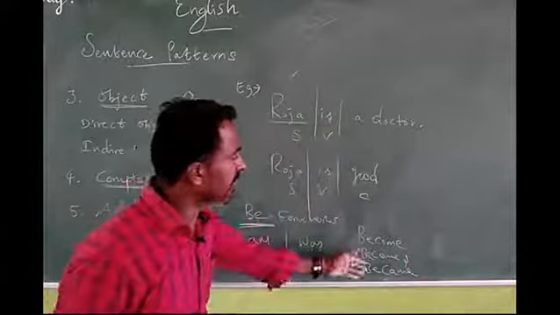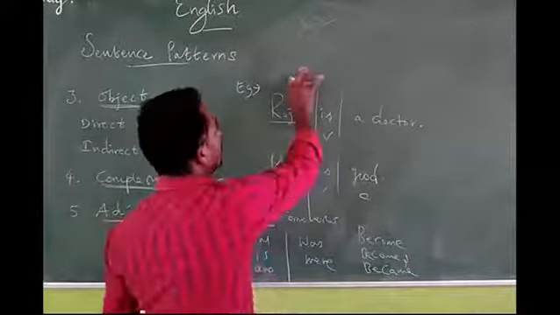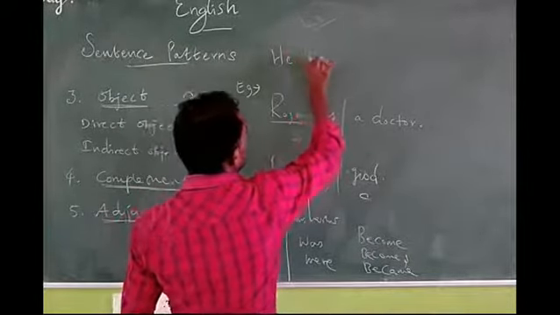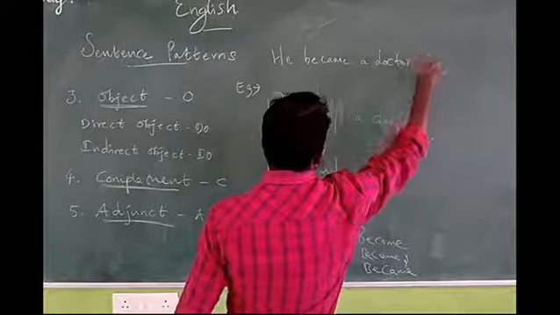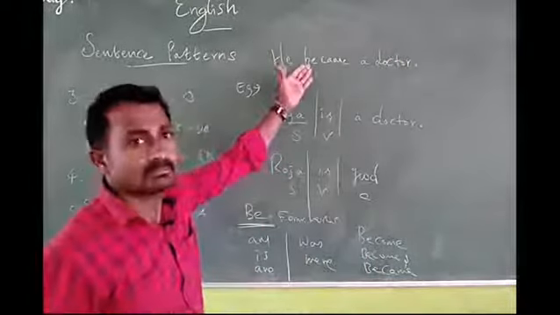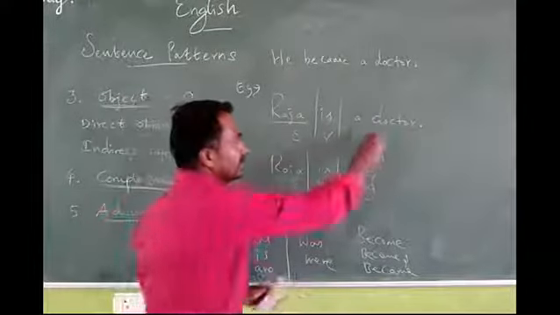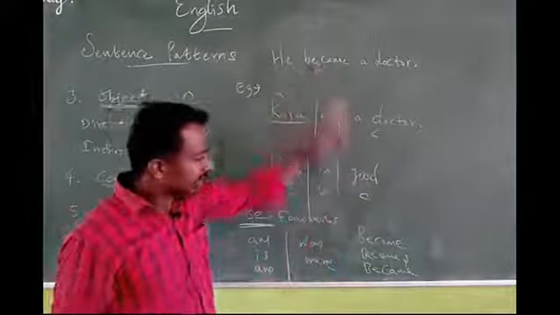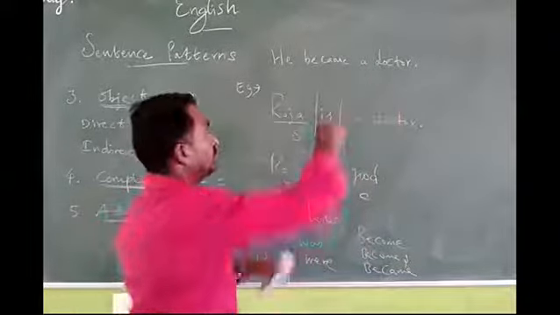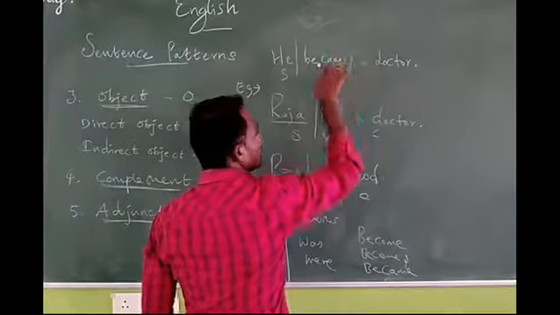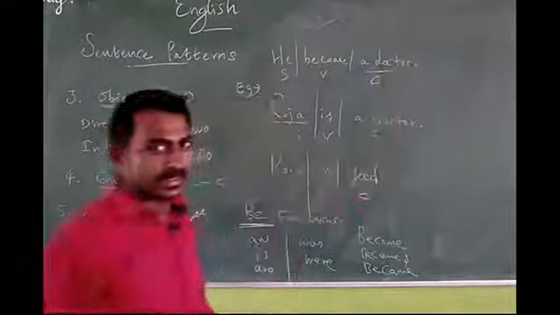The word become takes a complement. Why, sir? Because a certain main verb takes a certain complement. For example, he became a doctor. Here there is no be verb, but I have given a main verb. Am I right or not? With the be verb, the complement is easily identified, but here a certain main verb takes a certain complement. He is the subject, became is the verb, and doctor is the complement.